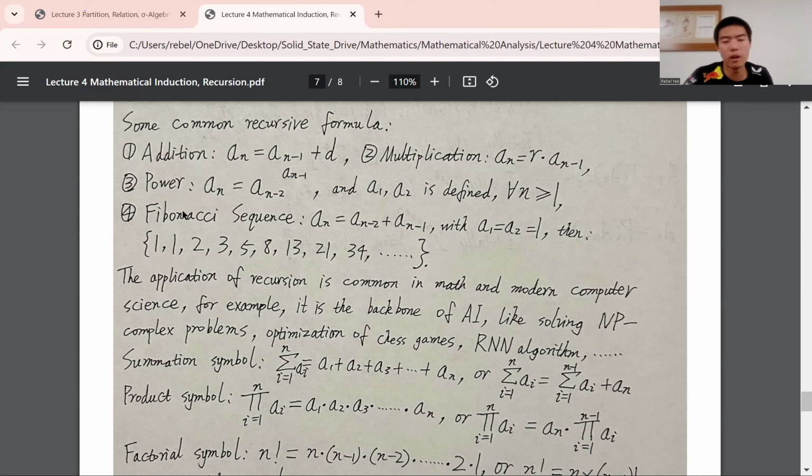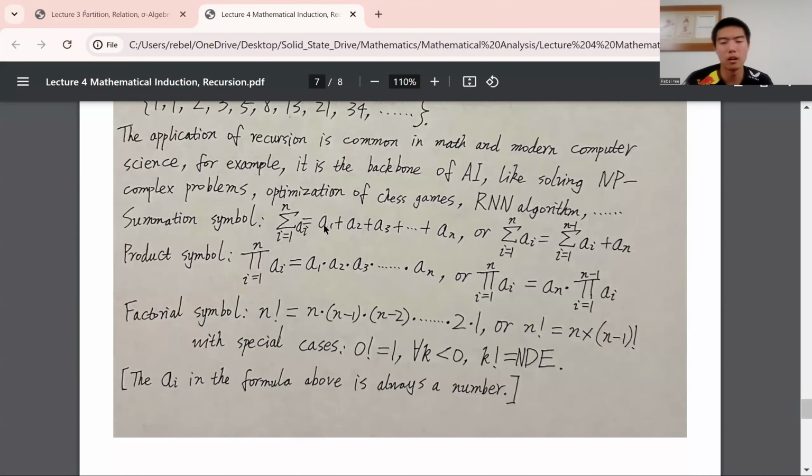And this is one very famous example. It's called the Fibonacci sequence, which is a_n equals a_(n-2) plus a_(n-1), with a1 equal to a2 equal to 1. So think about what goes on. A1 is 1, A2 is 1, A3 is 2, which is 1 plus 1, then 3 is 2 plus 1, 5 is 3 plus 2, 8 is 5 plus 3, 13 is 5 plus 8, 21 is 8 plus 13, so it goes to infinity. This is the Fibonacci sequence, and it's very common in math later.